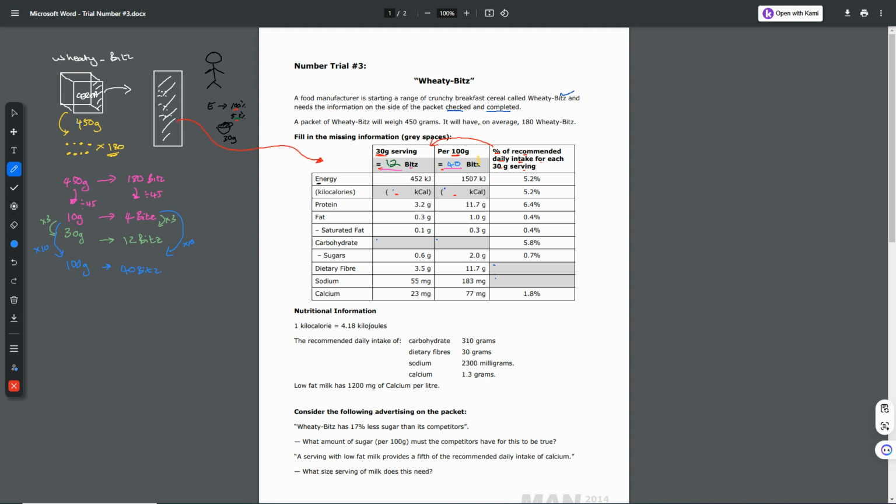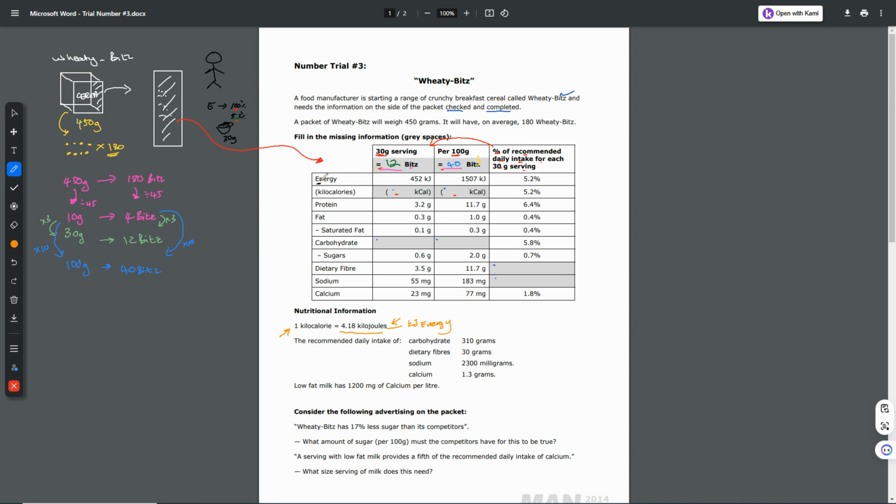All right. So how do we calculate calories is the question here. Because we haven't read the entire question yet, we have to continue after this table. It says here 1 kilocalorie is 4.18 kilojoules. Now, what is kilojoules? Kilojoules is kJ, right? So that's energy.